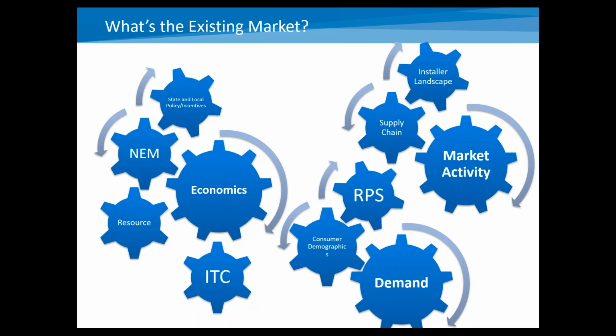Moving over to the demand gear, you've got your consumer demographics. What are the income levels? What are the home ownership levels? What's the roof space available? Do people want solar? Is this something that people are interested in, or are they not aware of how it works? RPS is Renewable Portfolio Standard.